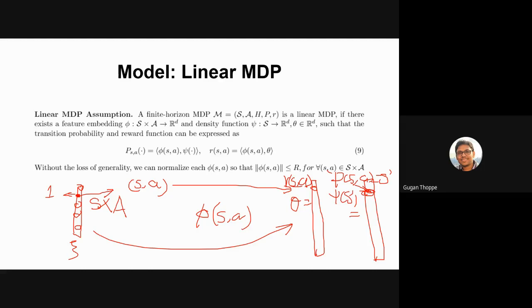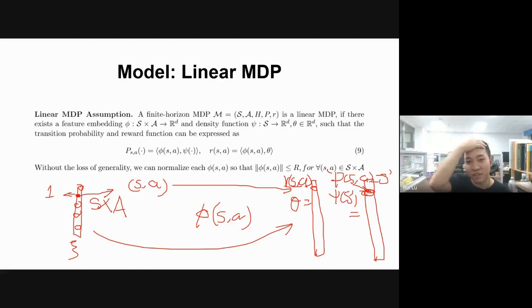Thank you. So this is a very concrete example of what a linear MDP is. And I can give you a concrete construction for what theta, phi, and psi are.